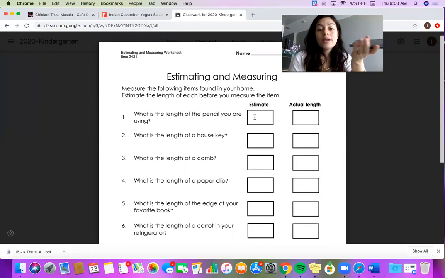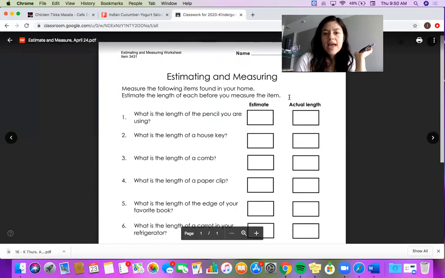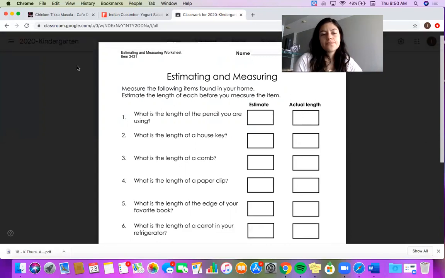And then once I was done writing my estimate, I would get my ruler out. I would make sure I'm measuring end to end. So side to side and end to end. Make sure I'm starting at the 0 mark, measuring up. And I would find how many centimeters my phone actually is. So you write your estimate in this column and the actual length in this column.